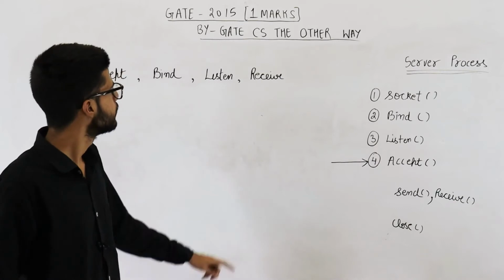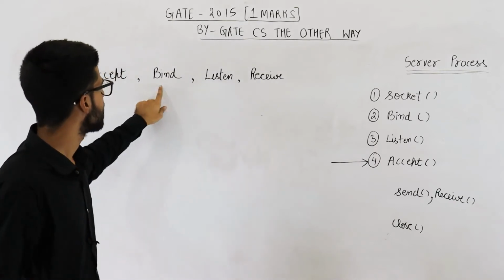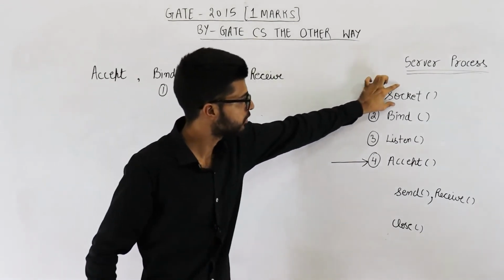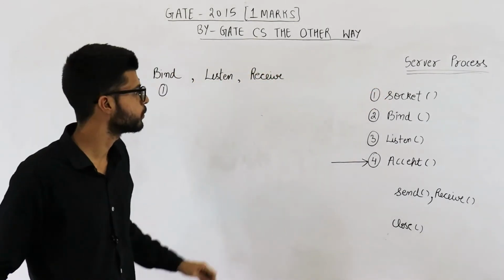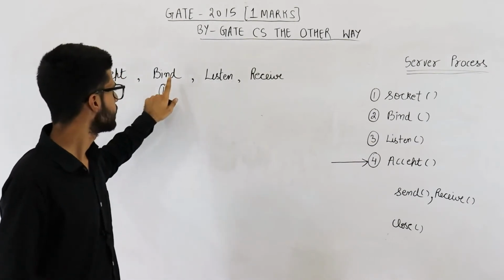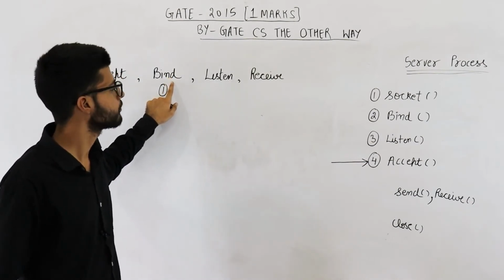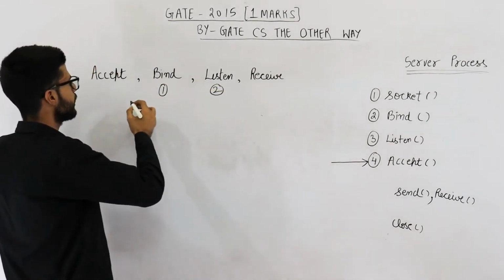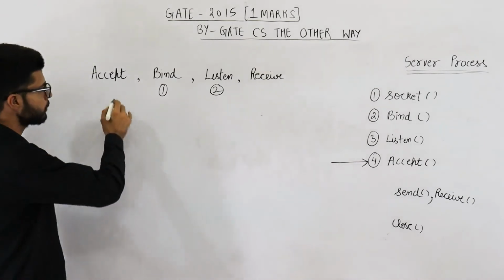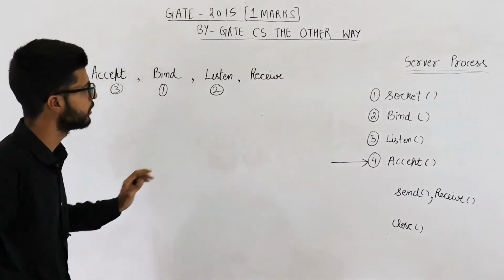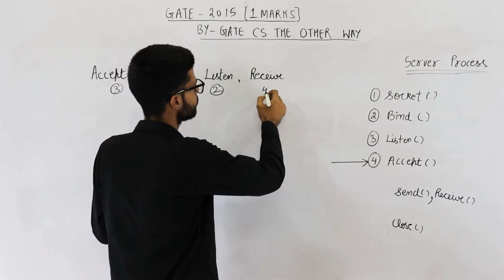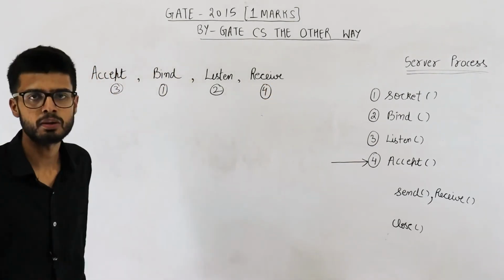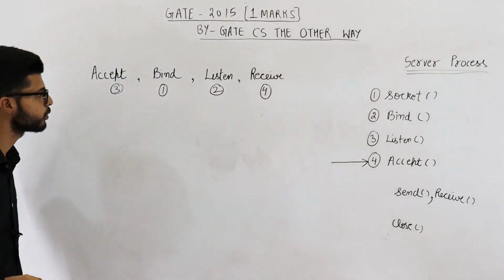Now have a look. The first one must be bind. See, they haven't mentioned socket in these four, so we'll assume that the socket is already created. Then we need to bind that socket to some address. After that, we need to listen to that socket. Then if someone is trying to connect, we'll accept that connection. After this, we'll receive data. We can even send data. But these four will be executed in this order. So this is the correct answer to this question.